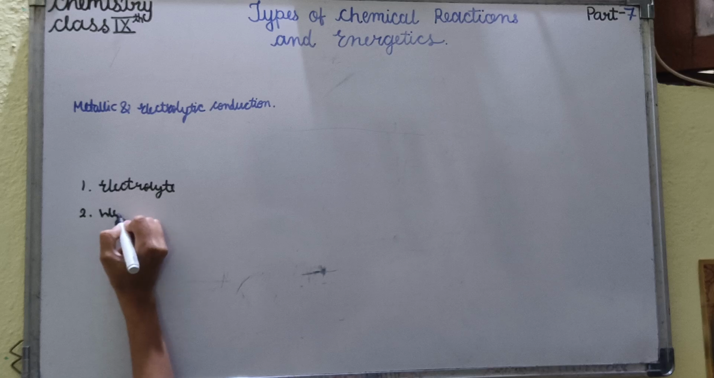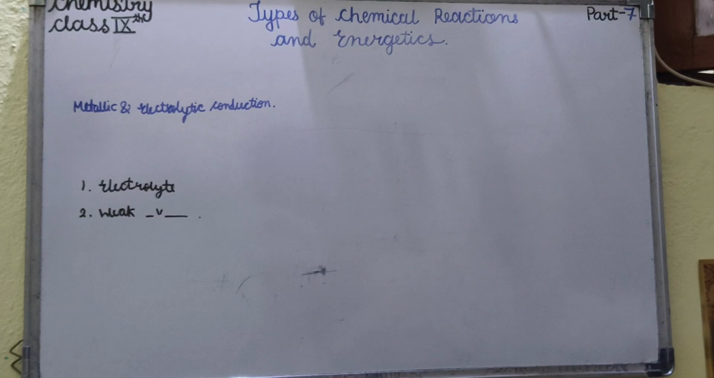Second is weak electrolytes. The electrolytes which allow small amount of electricity to pass through them are known as weak electrolytes. They dissociate partially. As a result, the solution contains free ions and some partly ionized molecules. Examples: weak acids, acetic acid, carbonic acid, formic acid; weak bases, ammonium hydroxide, magnesium hydroxide, copper hydroxide; salts, ammonium acetate, lead acetate.